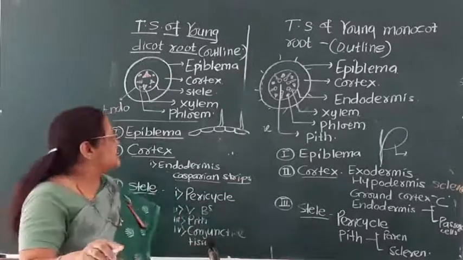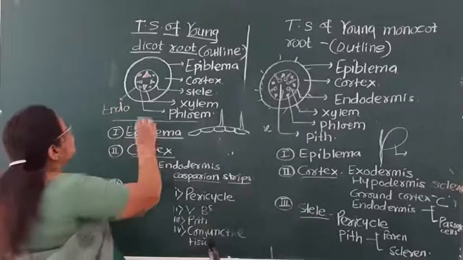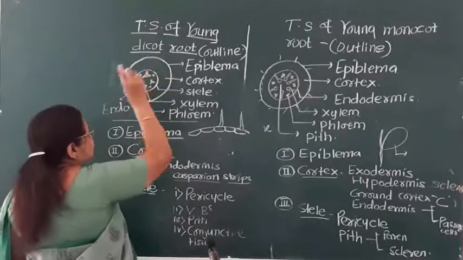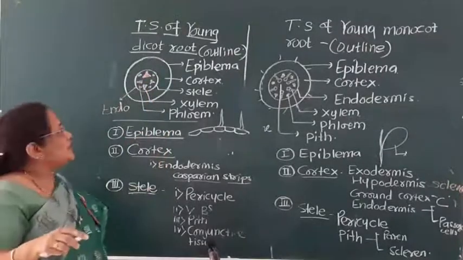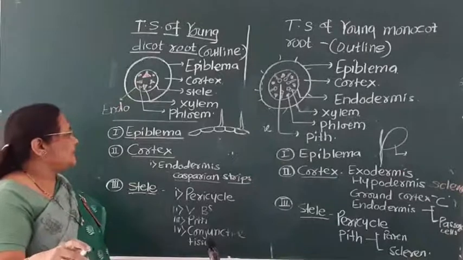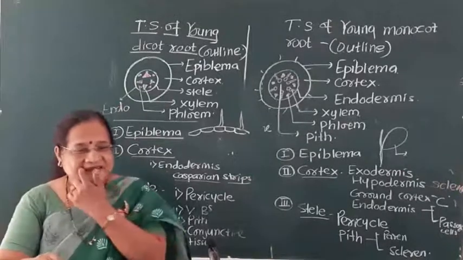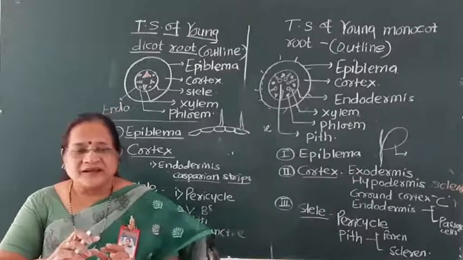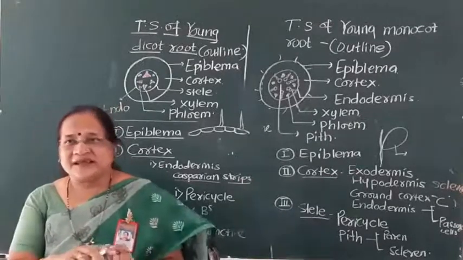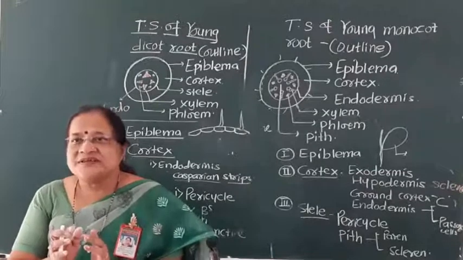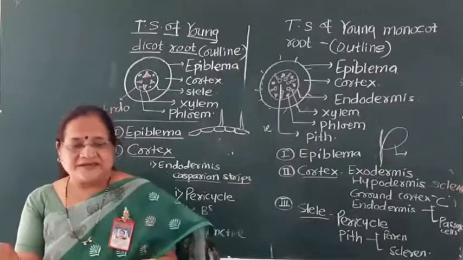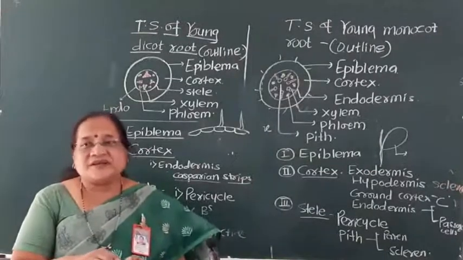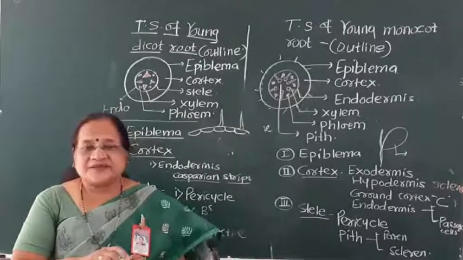The next part is the cortex. The position of this cortex starts from the epidermis and comes up to the stellar tissue. So that total portion is the cortex. This cortex is much wider than the stele. The stele is smaller, and the cortex occupies more portion in that particular section. This cortex is parenchymatous, and we find it below the epidermis. It extends up to the stele.